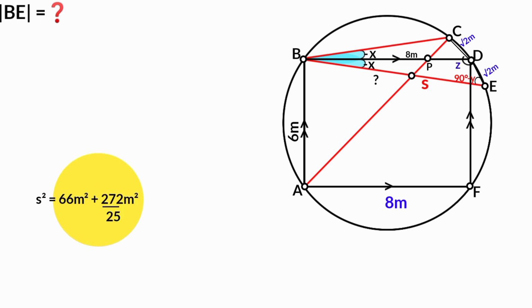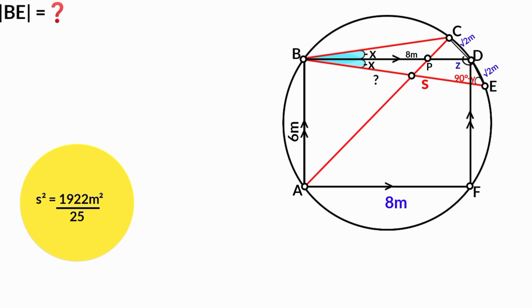Now 66 meters squared plus 272 meters squared over 25, simplifying into a single fraction, is (66 meters squared times 25 plus 272 meters squared) all over 25. 66 meters squared times 25 is 1650 meters squared. 1650 meters squared plus 272 meters squared is 1922 meters squared. So s squared equals 1922 meters squared over 25.